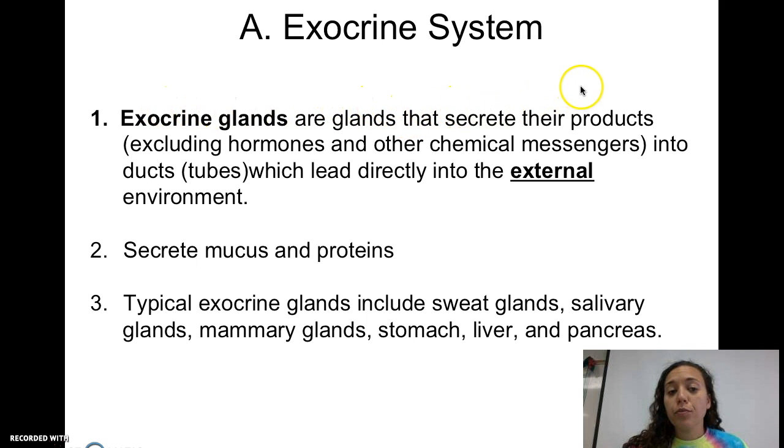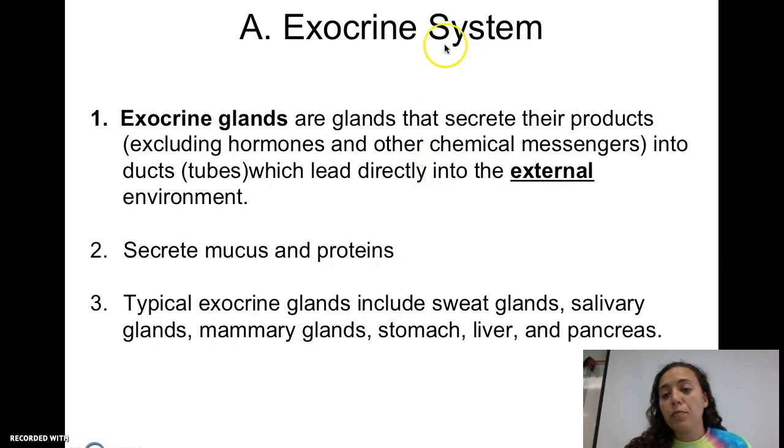Exocrine glands secrete their products, excluding hormones or other chemical messengers, because this is endocrine, into ducts or tubes, which lead directly into the external environment. So the biggest thing is that this is a gland that's going to send the product outside of the body. Usually what it's secreting are mucus and proteins. Some examples would be sweat glands, salivary glands, mammary glands, that's what's producing your milk for your babies, stomach, liver, and pancreas.